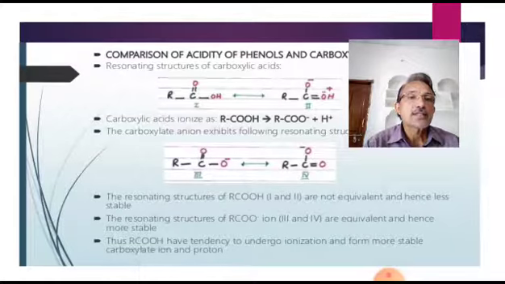The resonating structures of RCOOH, 1 and 2, are not equivalent and hence less stable. The resonating structures of RCOO minus are equivalent and hence more stable. It means that the carboxylate ion is more stable than the carboxylic acid molecule. Thus, carboxylic acids have a tendency to undergo ionization and form the more stable carboxylate ion and a proton. A carboxylic acid molecule has a tendency to lose a proton more easily.